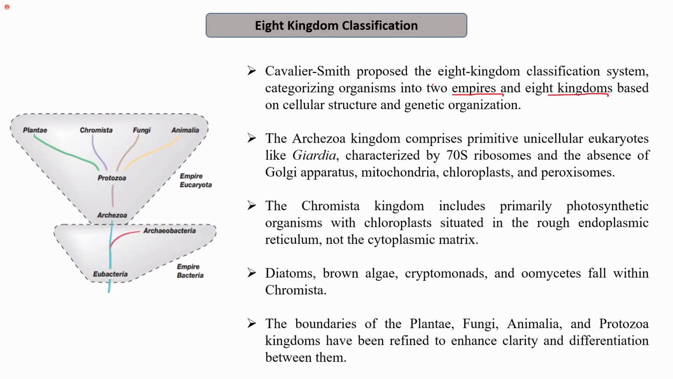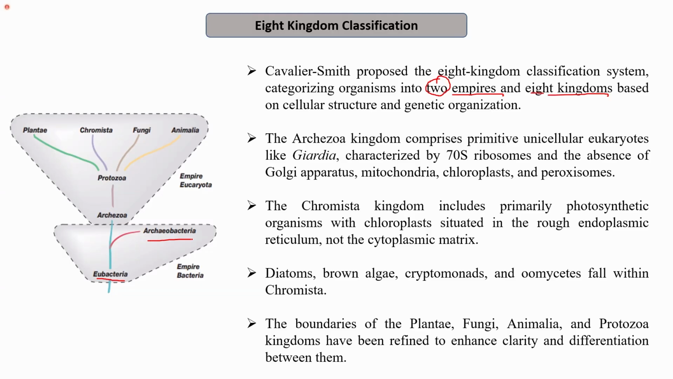So in 6 kingdom classification, we have 3 domains and 6 kingdoms. But in this, we have 2 empires and 8 kingdoms. All the organisms were divided into 2 empires. The first empire is empire bacteria. The second is empire eukaryota. And these empires were further divided into the kingdoms. Empire bacteria, as we can see here in this diagram, consists of 2 kingdoms, which are the eubacteria, that is true bacteria, and archaeobacteria, which is archaebacteria or the primitive bacteria.